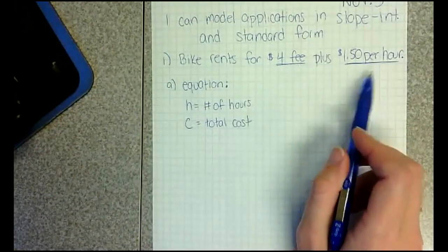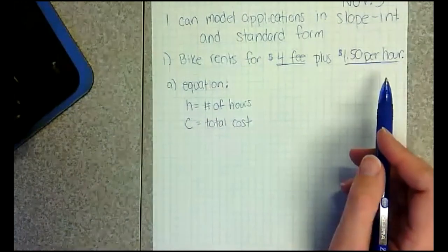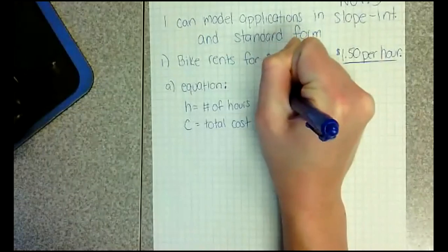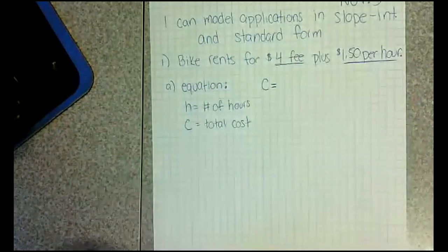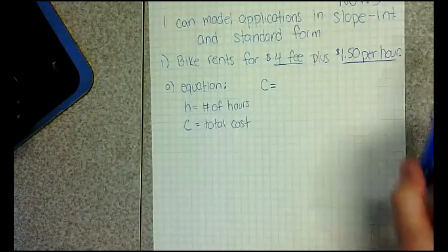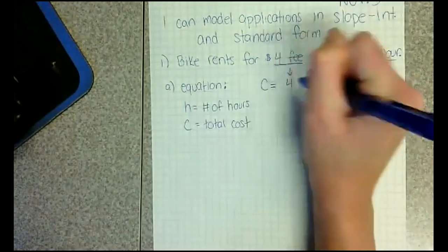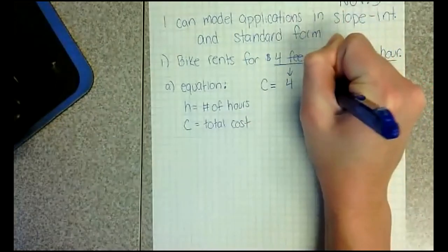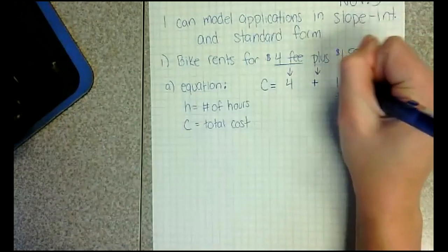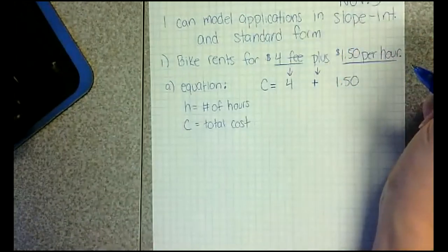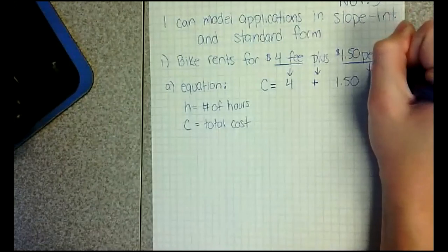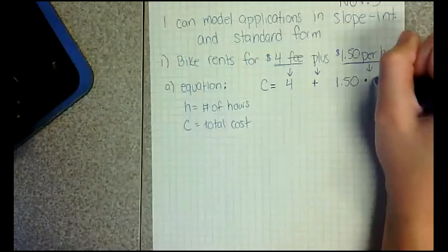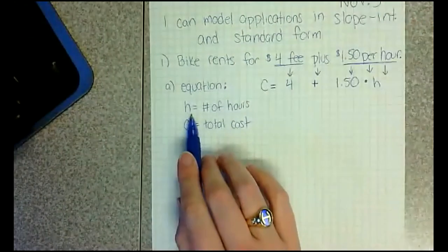Going back up to these numbers then, let's just change it from words into math. So my total cost has to equal, I've got a $4 fee. Okay, I start at $4 just automatically, plus $150 per is multiplication. Hour, I'm using H for.